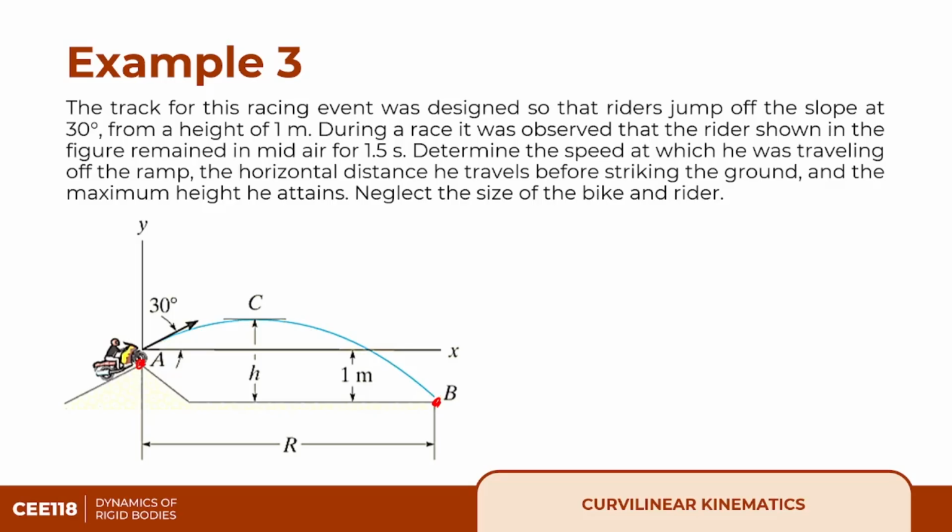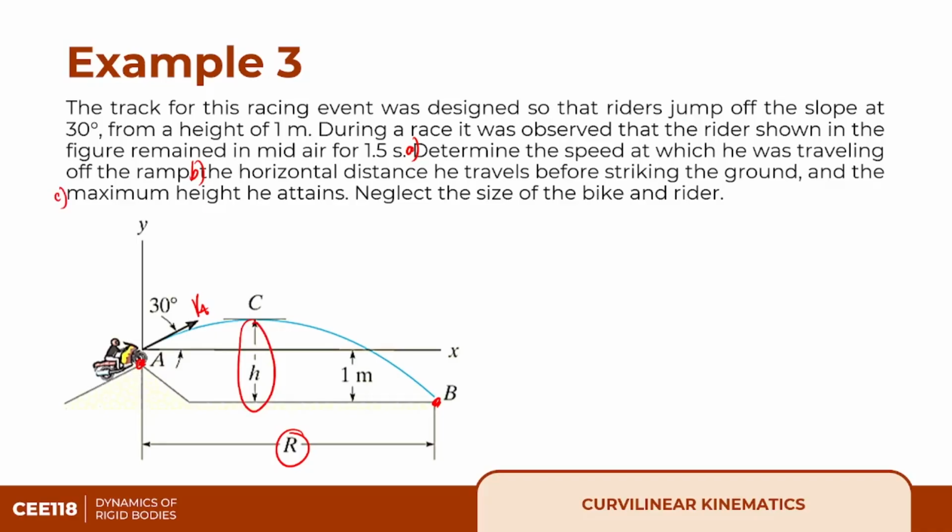So, there are three things to find here. First, determine the speed at which he was traveling off the ramp, or that is basically your initial velocity or VA, since we are at point A. The horizontal distance, that is letter B, which is equal to R. This one. And the maximum height attained. Maximum height, this one, H. Okay, neglect the size of the bike and rider. So we have three things to find for this problem.